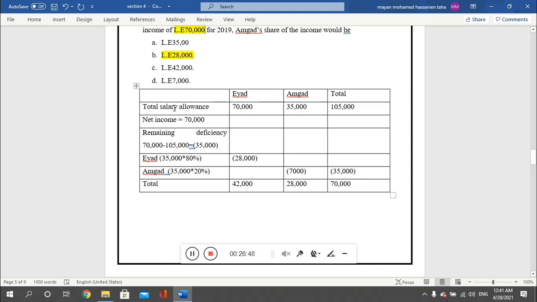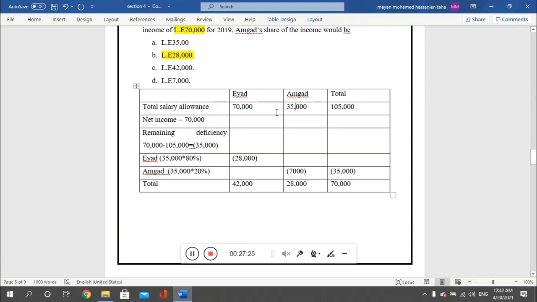Okay, first they will take a salary allowance. Iyad will take a salary allowance of 70,000, as he said in the question. Iyad is allowed a salary allowance of 70,000 livre Egyptian, and Amgad is allowed a salary allowance of 35,000. So the total salary allowance will be 105,000. No interest.